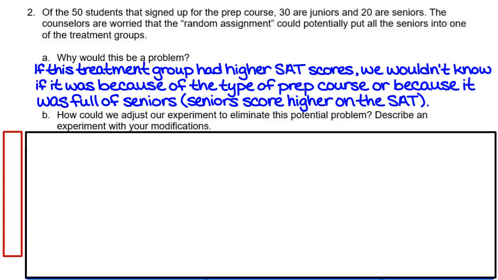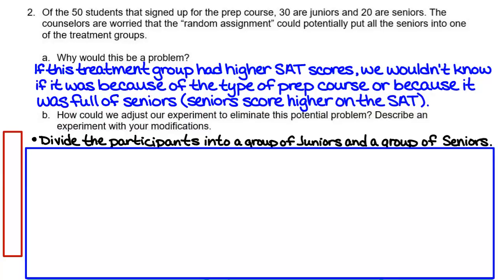The comment was we're going to have 15 juniors and 10 seniors in each group so that we are controlling for this variable of which grade level they're in. So the first thing we do, if we want to make sure that we have 15 juniors and 10 seniors in each group, we start by dividing the participants into juniors and seniors.